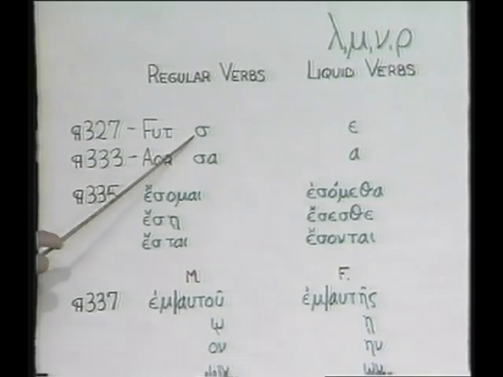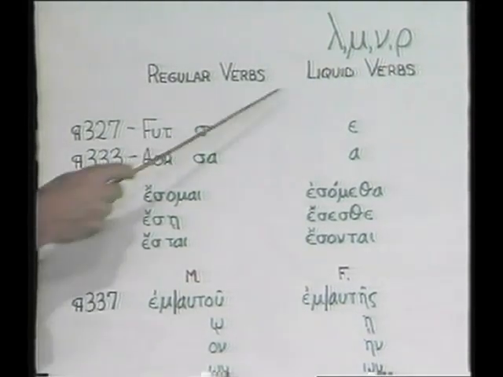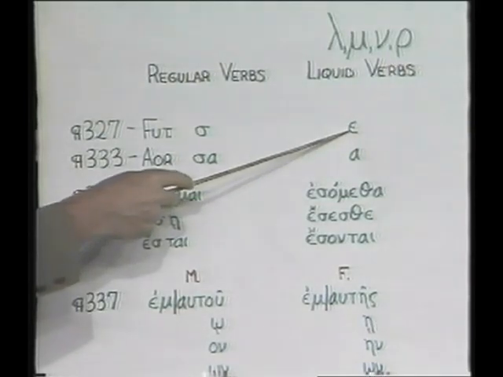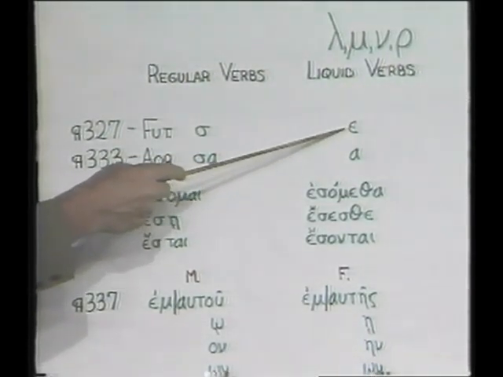Regular verbs, you add sigma. Remember this in chapter 13. You add a sigma to the stem to make it future. Well, in liquid verbs, you don't add a sigma, you add an epsilon. Now, that's going to make some differences. In fact, what that does, in effect, is make the future of liquid verbs a contract.